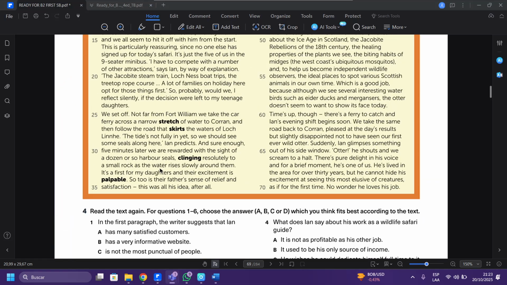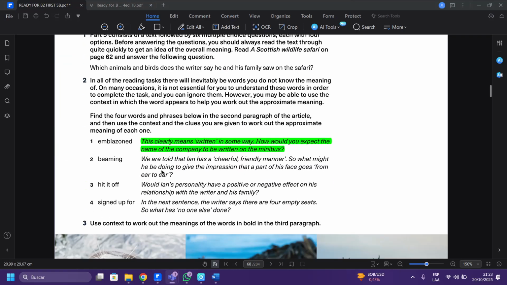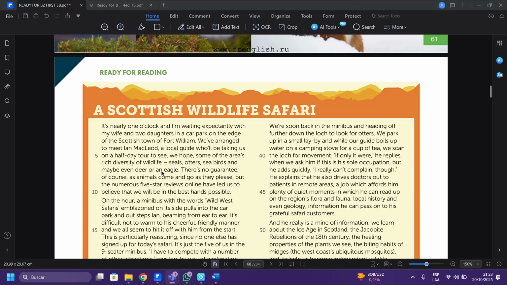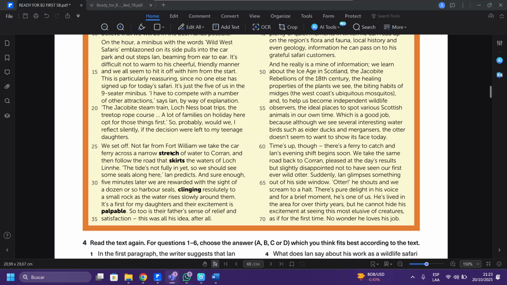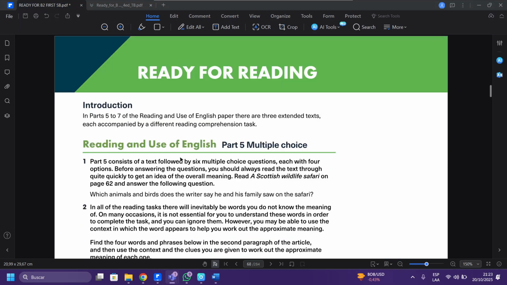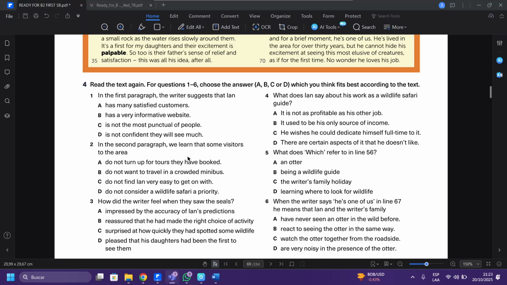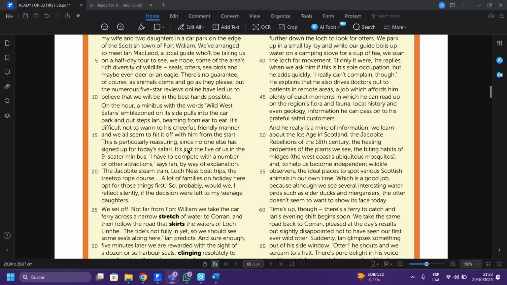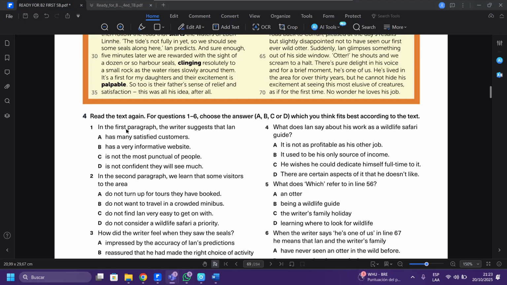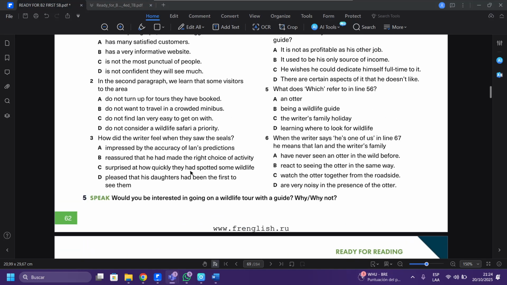So let's go to the next part. This is going to be your homework, because we have to keep on moving with the contents. You have to read this reading and choose the correct answer from questions 1 to 6, A, B, C, or D. Remember that this exercise is part 5, the multiple choice of the reading and use of English part. You are going to find the answers in the same order as the paragraphs are displayed. For example, question number 1, the answer is going to be in paragraph number 1. Question number 2, the answer is going to be in paragraph number 2, and so on. So remember, page number 62 is your homework.